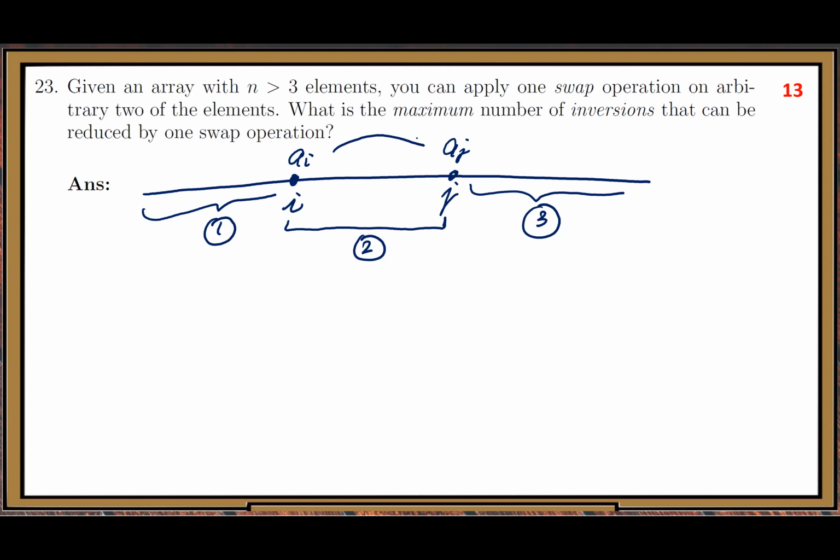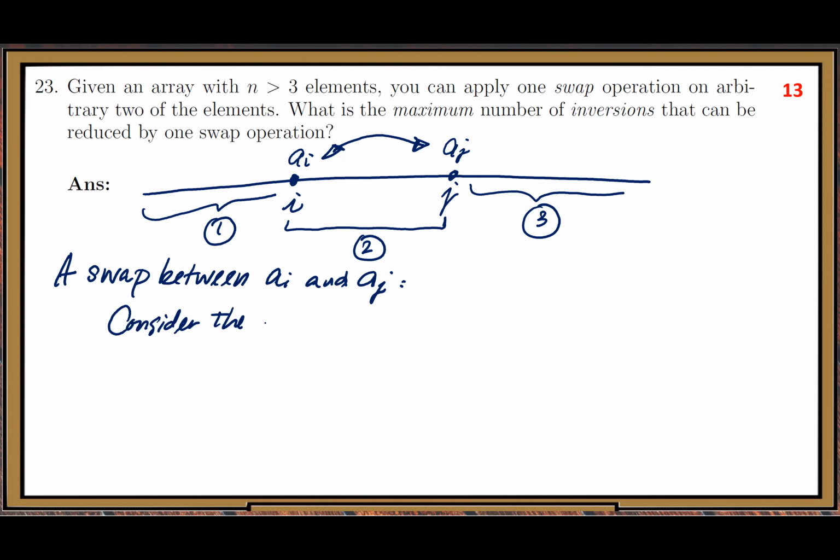Then, when you do a swap between A sub I and A sub J, we consider the change on the number of inversions.